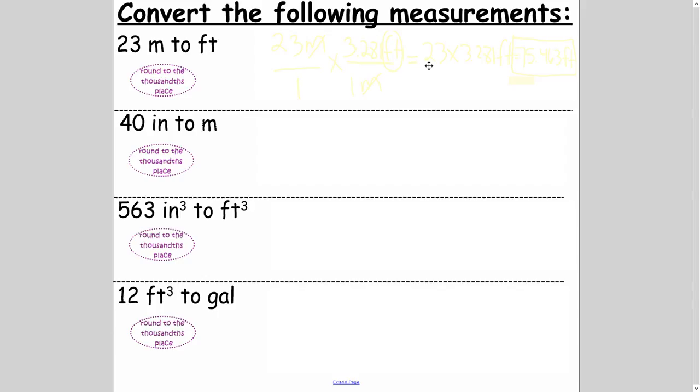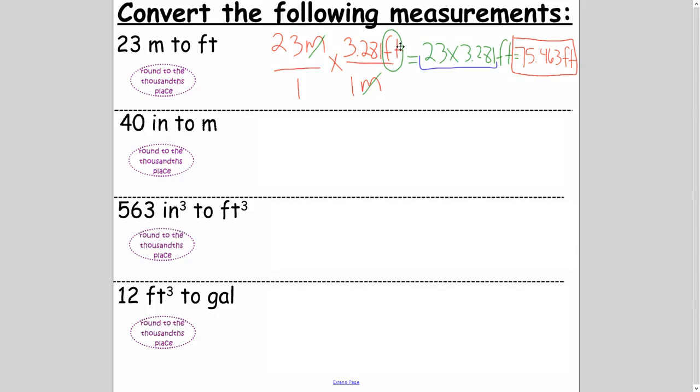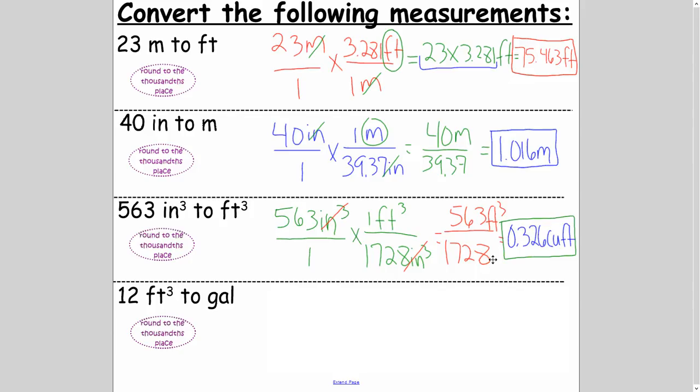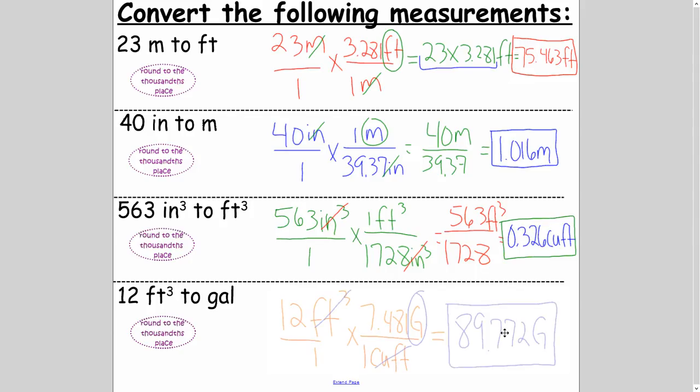So for this one, meters goes on the bottom, feet on top, multiply across the top. There's your answer. For this one, inches on the bottom, meters on top, multiply across the top, multiply across the bottom, divide. There's your answer. Don't forget the units. So again, don't forget the units. Big G is another way of saying gallons.